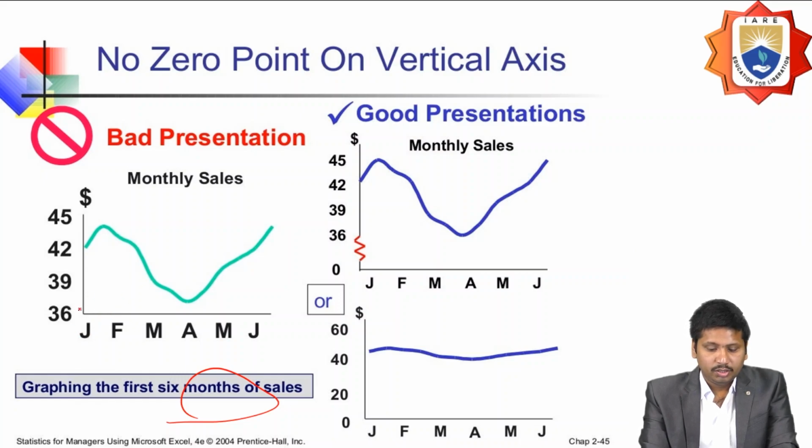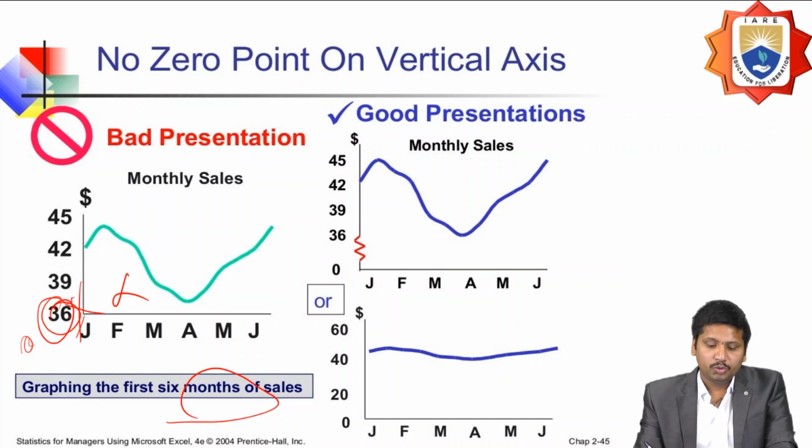So instead of representing this starting from zero, all the time the good practice is that it is better to start with zero. But here I'm not representing this with zero. I'm going to start with 36, so it is entirely wrong. That should be a bad presentation.